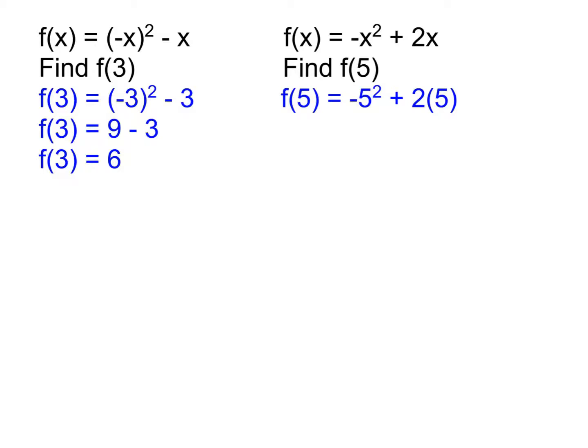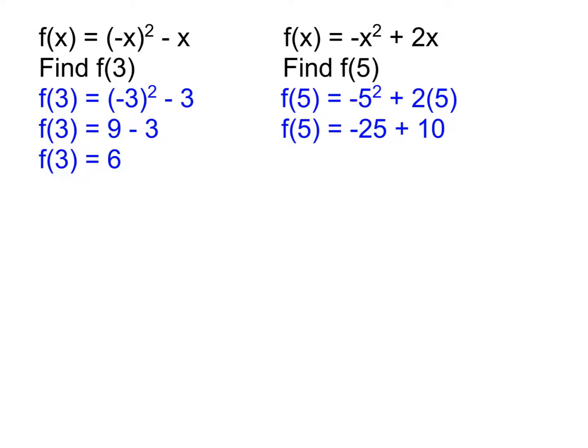But they mean different things, because in the first problem, we were squaring the negative 3. In this problem, I'm squaring the 5, and then I'm applying the negative to it. That's what those parentheses do or don't do for us. So I'm going to do 5 squared, which is 25, and then apply the negative to it.